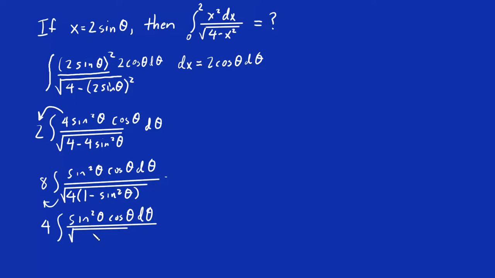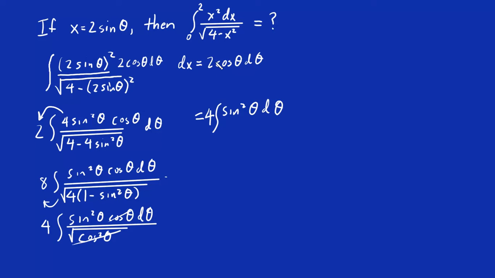But again, from the Pythagorean identity, we know that 1 minus sine squared theta is equal to cosine squared theta. Now the square root of cosine squared theta is just cosine theta, which means this whole denominator will cross off with the cosine theta in the numerator. So we are left with 4 times the integral of sine squared theta d theta.